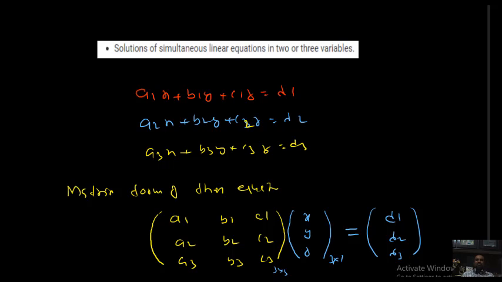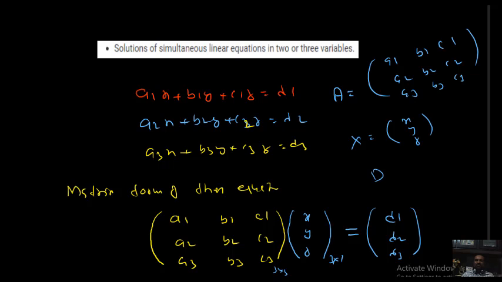That's why this is called the coefficient matrix, this is called the variable matrix, and this is called the constant matrix. In general, the coefficient matrix is denoted by capital A: a1, b1, c1, a2, b2, c2, a3, b3, c3. The variable matrix is capital X: x, y, z, and the constant matrix, generally B, is d1, d2, d3. So what is the matrix relation here? A into X equal to B. This is the matrix relation between these 3 matrices.